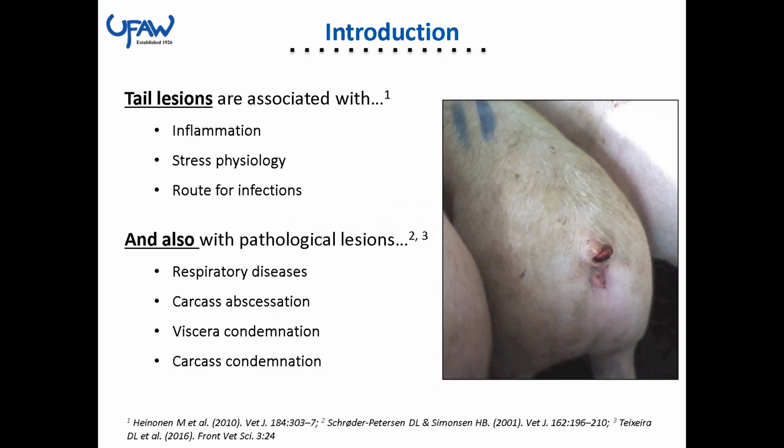Extensive investigation into the epidemiology and consequences of tail biting shows that it also reflects deficiencies in the health status of the pig. Tail lesions are associated with inflammation and changes in stress physiology and provide a route for infections that can be disseminated to different organs. Also, tail lesions are associated with certain pathological lesions such as respiratory diseases and carcass abscessations, but also with visceral and carcass contaminations.